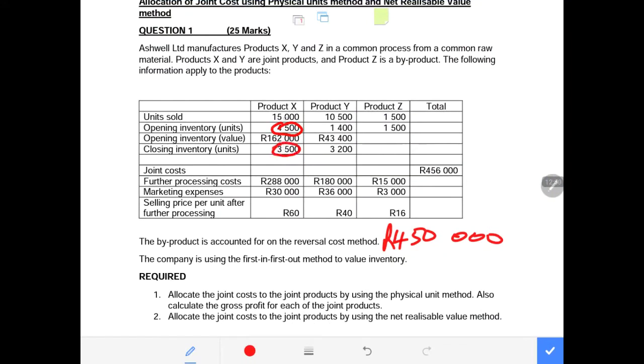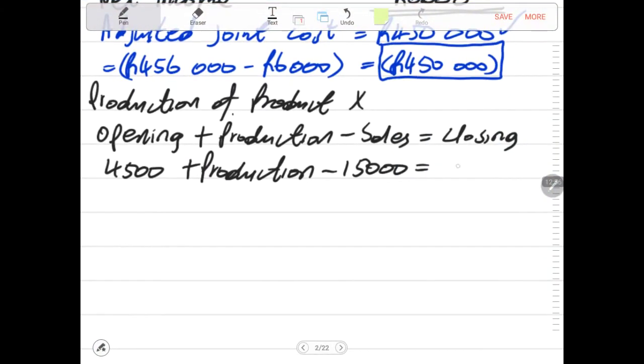Closing is 3,500. Units sold is 15,000. Closing is 3,500 for product X. So now we say is equal to 3,500. What are we looking for? We're looking for the production, meaning the units produced in the current period for product X. So now we have to say production as the subject of the formula. This 4,500 will go over the equal sign. Therefore, when it goes over the equal sign, it will be negative.